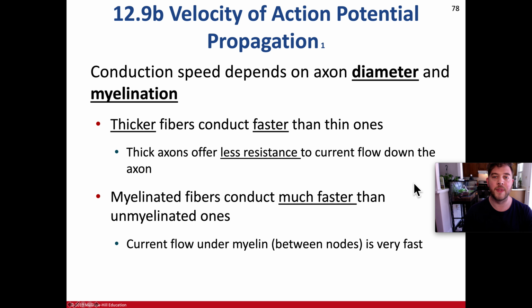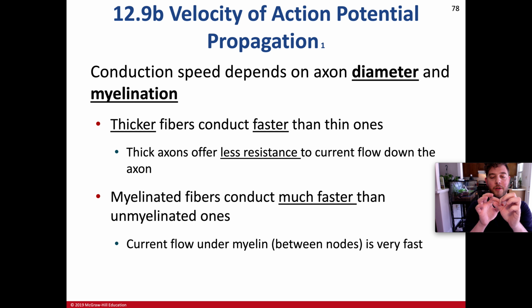Okay, so the velocity of action potential propagation. Conduction speed depends on two factors: the diameter and the myelination. A thicker fiber conducts faster than thinner ones, which may be a little misleading, but don't confuse thick with dense. Thick refers to the diameter.